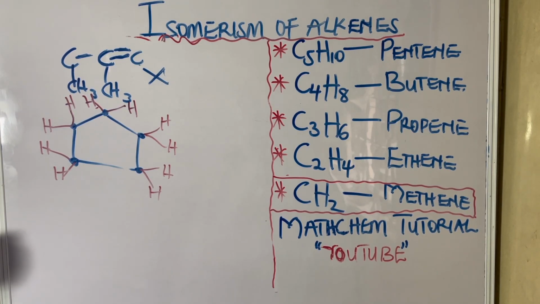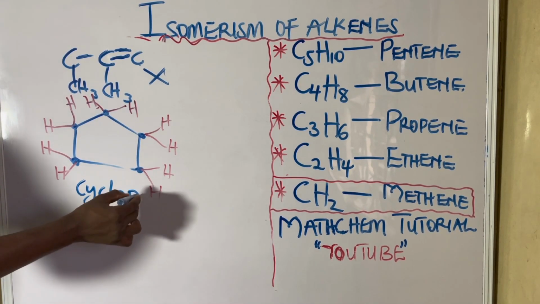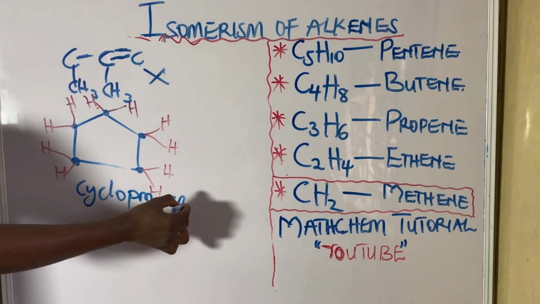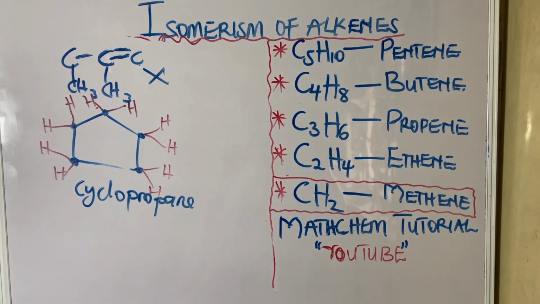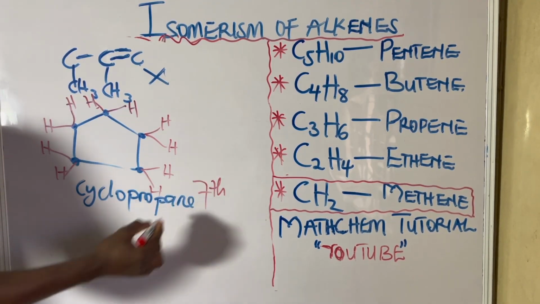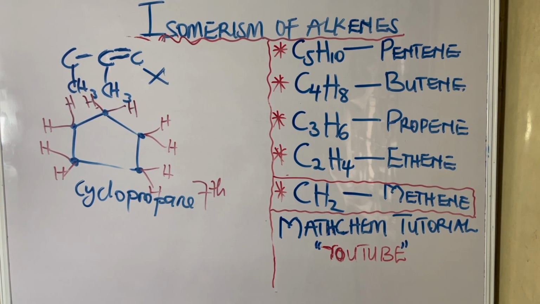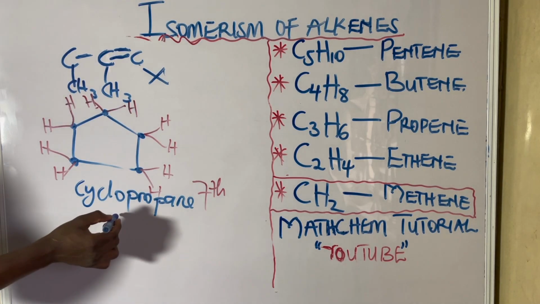And this name is known as cyclopentane. So cyclopentane, that is the 7th isomer. And another thing I can still have is methylcyclobutane. Let's try to draw the structure.